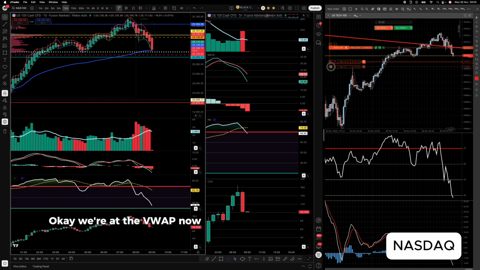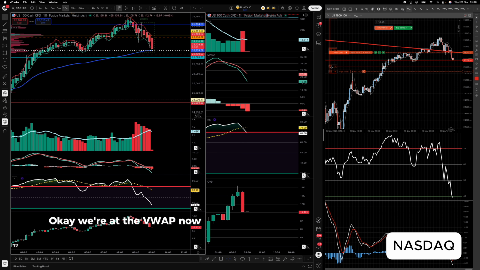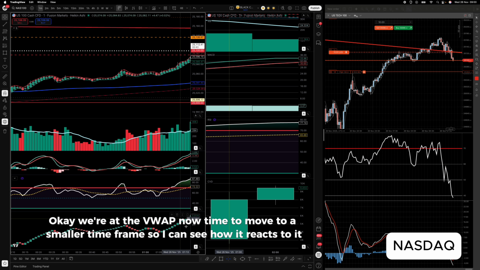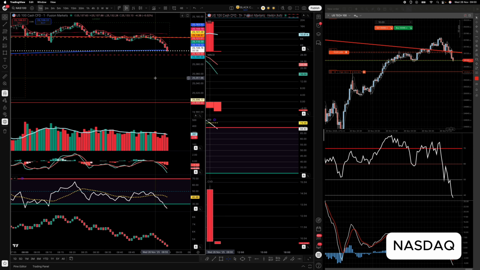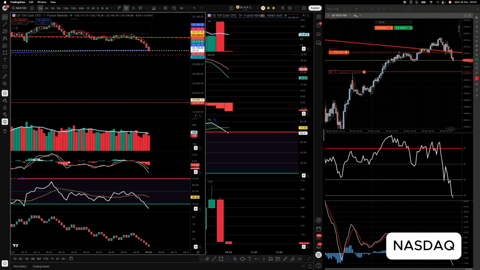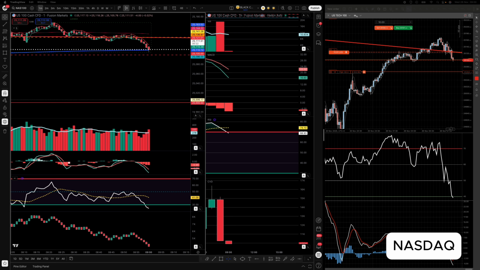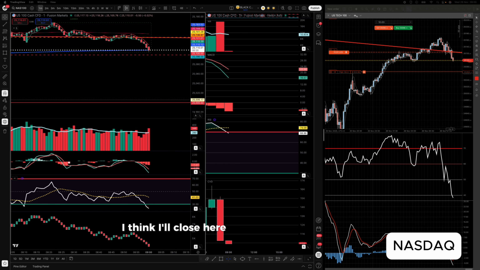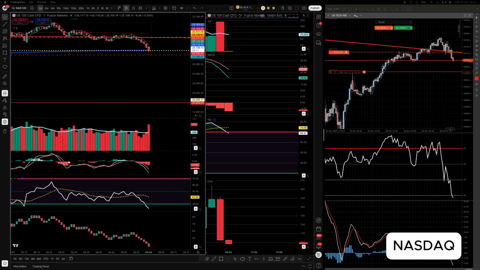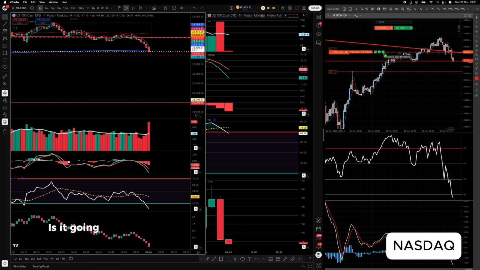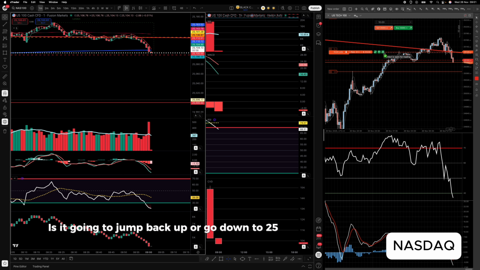Okay, we're at the VWAP now. I'm going to move to the smaller time frame so I can see how it reacts to it. Just pushing past it. I think I'll close here. I can't see this. I'll close about here, I think. Let's see how it handles it. Is it going to jump back up or go down to 25,100? Looks like it's going to 25,100.